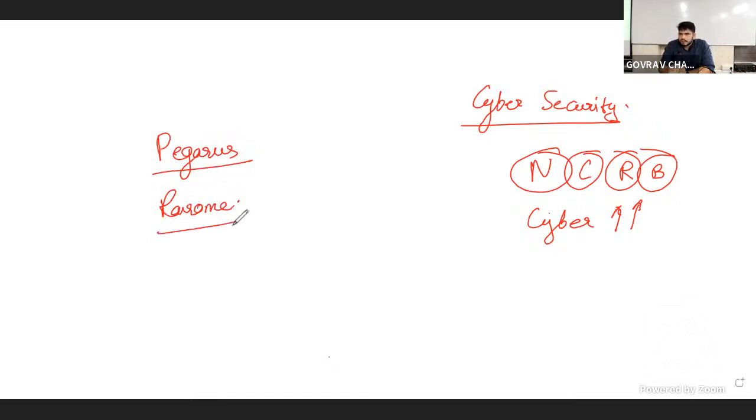What is ransomware? You might have heard of WannaCry, Petya. What do they do? Let's say there is an academic server where we have important data about the lectures and all, and we are providing it to you. What would happen? Suddenly, while I'm teaching you, someone attacks my computer.